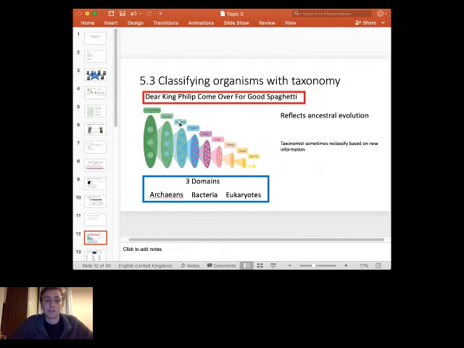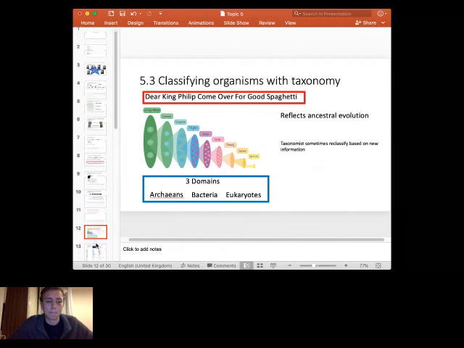And we call this process of categorization taxonomy, and hence the people who actually classify organisms are called taxonomists. Okay, and as we're going to talk about later, we sometimes reclassify taxonomy based on new evidence, but we're going to talk about that. Okay.